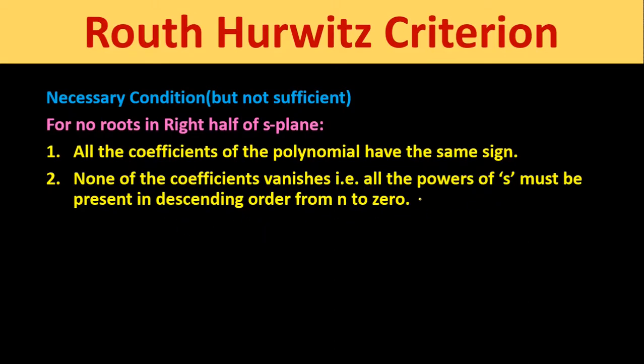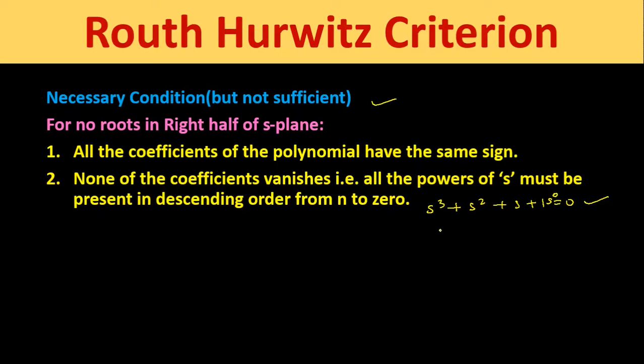To understand this statement, let us take one example. s^3 + s^2 + s + 1 = 0. This is the characteristic equation of a system. Here we can see that all the powers of s are present in the descending order in this equation. After s^3, s^2 is coming, and after s^2, s is coming, and after s, s to the power 0 is coming. That means all the powers of s are present in descending order in this characteristic equation. Therefore, this equation is satisfying the necessary condition of the Routh-Hurwitz criteria.